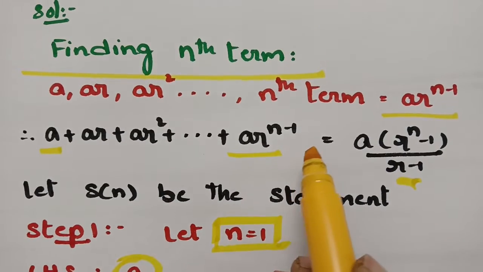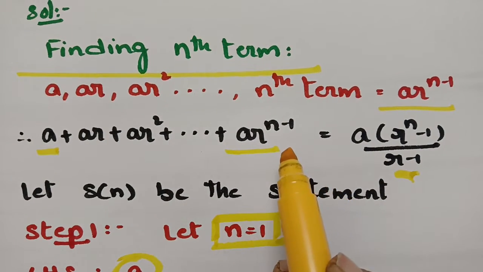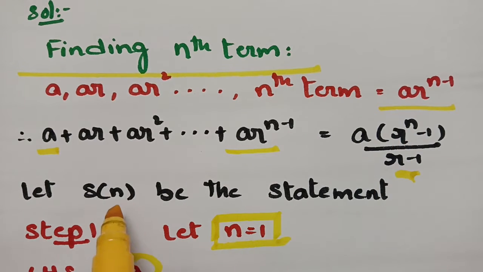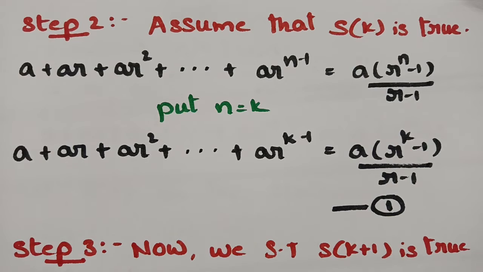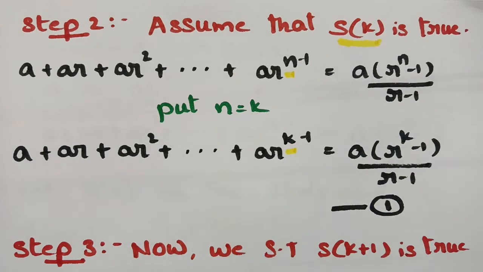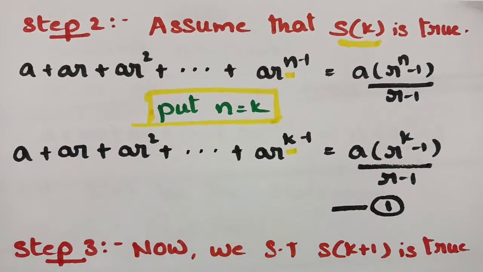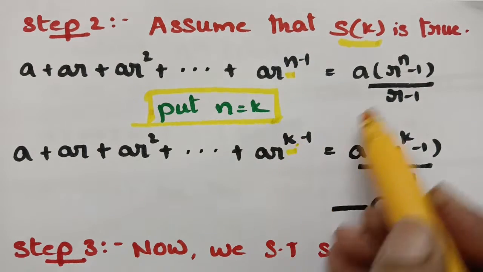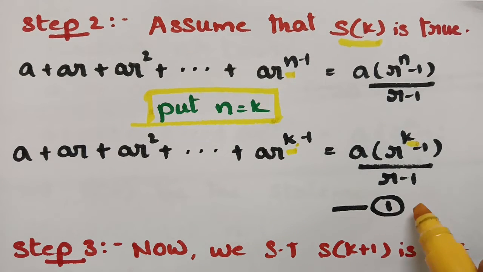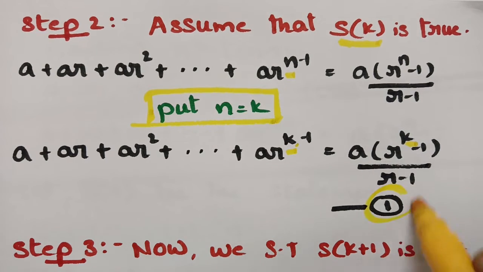So this is the statement. First, if you keep n is equal to 1, LHS is equal to RHS, and the statement S of n is true when n is equal to 1. So this is the first step in mathematical induction. The next step is we have to assume that S of k is true, which means that in place of n we have to substitute k. So we have to put n is equal to k, and we have to assume that LHS is equal to RHS. So wherever there is n, I have substituted k here. And therefore, we consider this equation as equation 1.